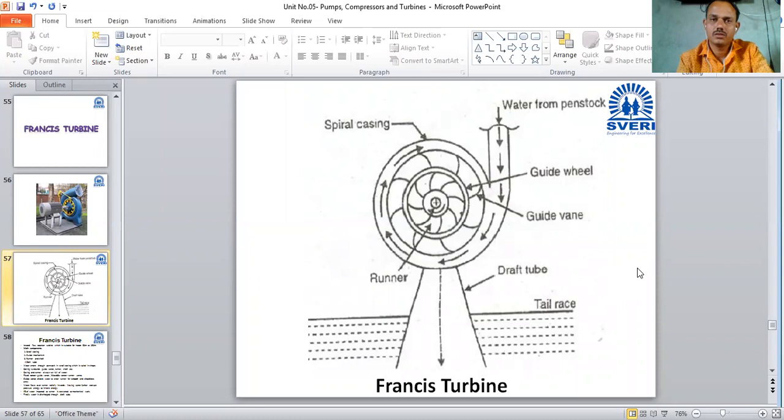Okay, you do one thing. You please draw this diagram. Then I will show you video. In the video you will get more about the working.